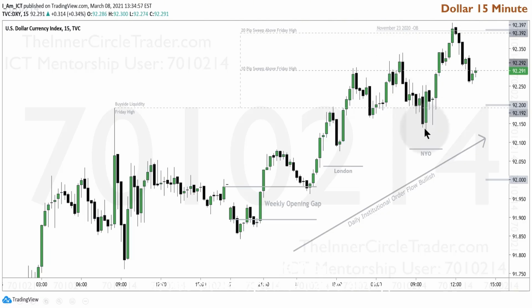Trades down. Optimal trade entry. Buy side imbalance, sell side inefficiency. Consequent encroachment. Bullish order block. OTE rallies. What should it rally for? Buy side liquidity above here, and maybe get a 20 pip sweep above.